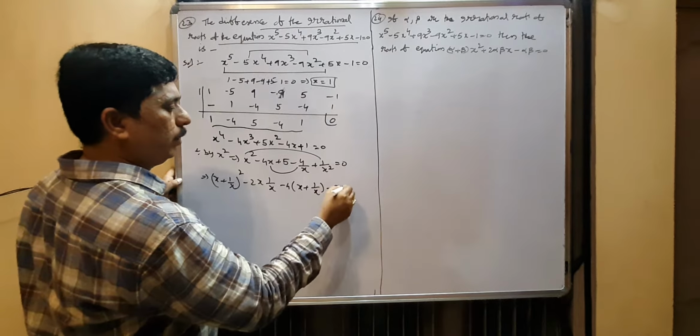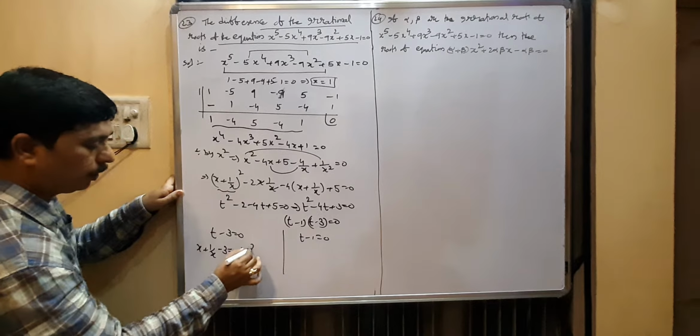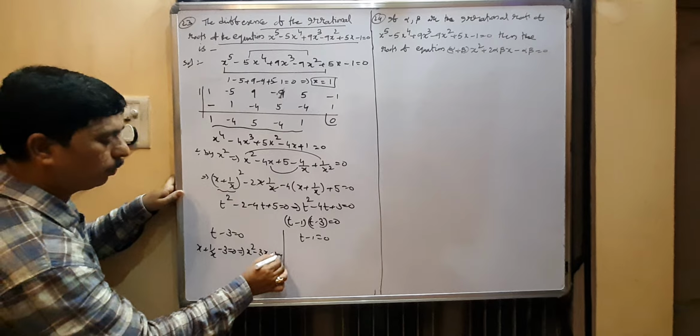So x plus 1 by x you can take as t, giving t square minus 2 minus 4t plus 5. This implies t square minus 4t plus 3 equal to 0. Split the middle term: t minus 1 into t minus 3 equal to 0. So t minus 3 equal to 0 or t minus 1 equal to 0. What is the t value? x plus 1 by x. Simplifying, we get x square minus 3x plus 1 equal to 0.